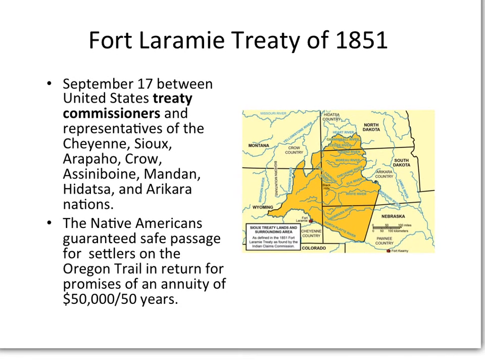So one of the things that we need to talk about is some of the treaties and some of the problems that began to rise up with the Native Americans. For example, one of the major treaties that happened prior to the Civil War is called the Fort Laramie Treaty of 1851. In this treaty between the United States and some of the native tribes, it happened on September 17th between the United States Treaty Commissioners and representatives of the Cheyenne, the Sioux, the Arapaho, the Crow, the Assiniboine, the Mandan, the Hidatsa, and Arikara nations.